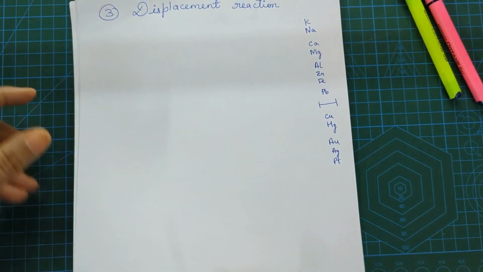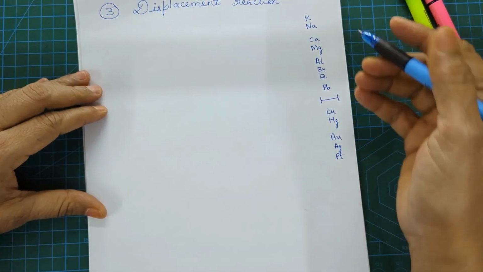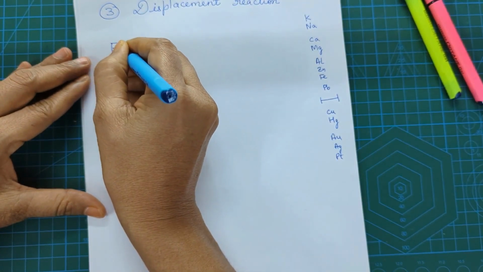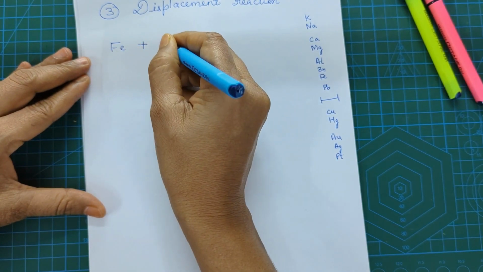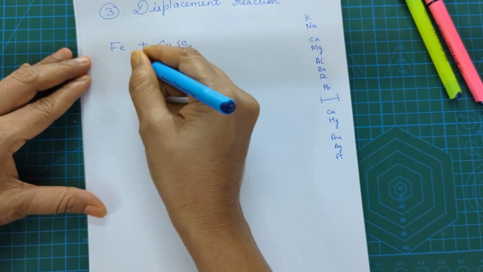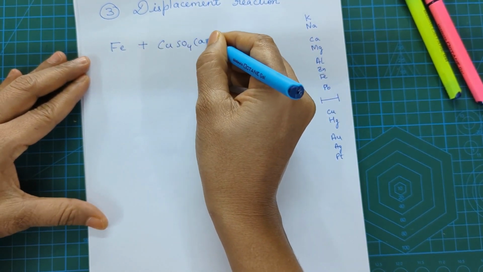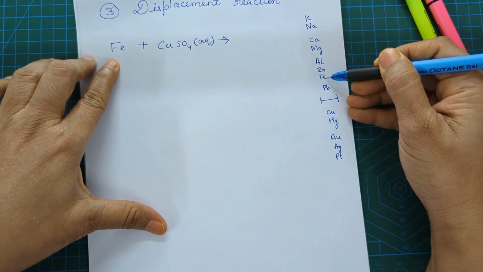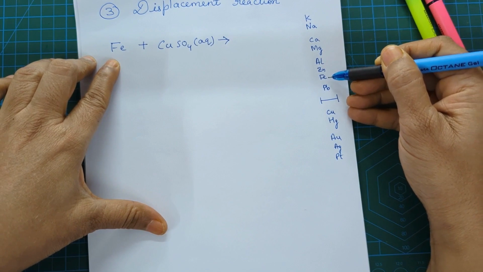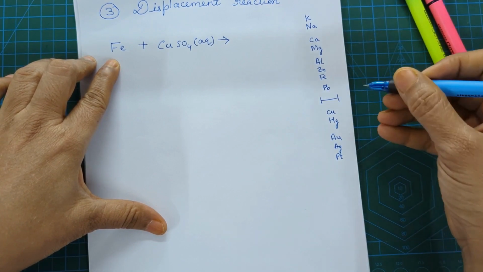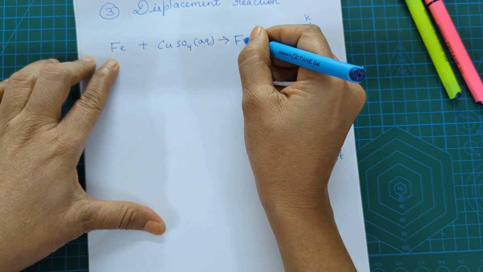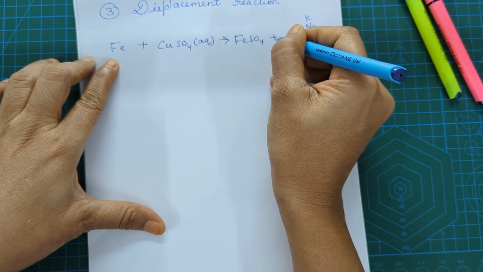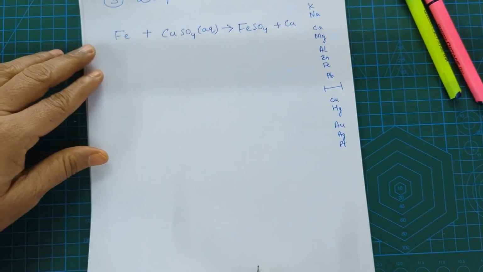Now let's write some examples for displacement reactions. Very simple. Pick up any substance from the higher reactive space, like iron. When an iron nail is dipped in copper sulfate solution, iron, being the higher reactive metal, displaces copper from its salt solution or compound. So we will get ferrous sulfate, in aqueous form, plus copper metal. So this is what happens.